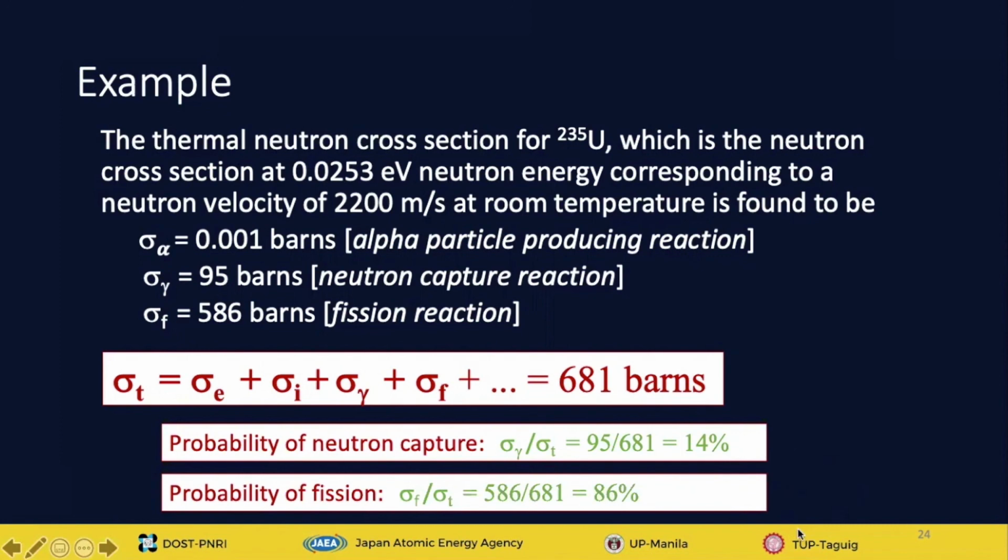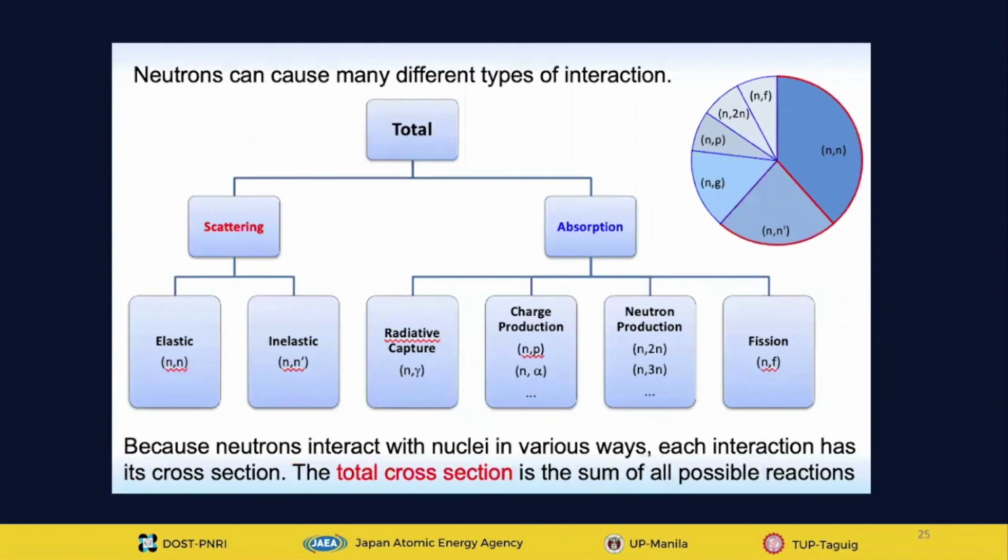So in summary, neutrons can have many different types of interaction. This can be either scattering or absorption. And under scattering, we have elastic and inelastic scattering. And under absorption, we have various other nuclear reactions. Now, because neutrons interact with our nuclei in various ways, each of these interactions has its own cross-section. Summing up, the total cross-section will give us the sum of all possible reactions.